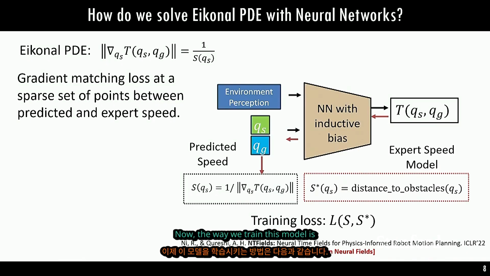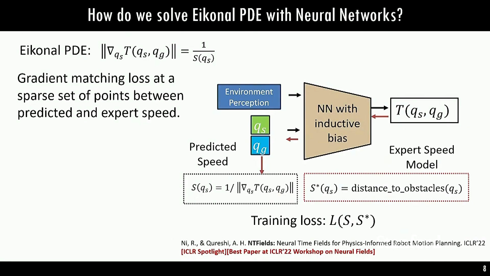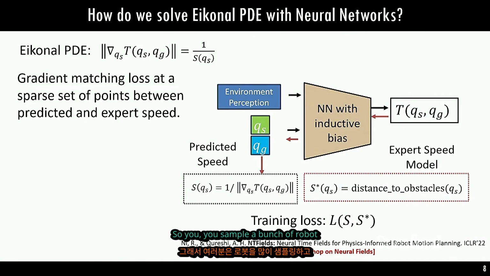Now, the way we train this model is you give this input and it predicts this travel time. Then the eikonal PDE says if you take the gradient of this travel time with respect to input, QS in this case, this is equal to the inverse of your constraint function. So this PDE is giving us some structure. So the training becomes very simple. You sample a bunch of robot start and goal configurations. You have environment perception. For each of these pairs, they go through the neural network. You predict their travel time. Then you backprop to compute this approximated constraint function according to your eikonal PDE.